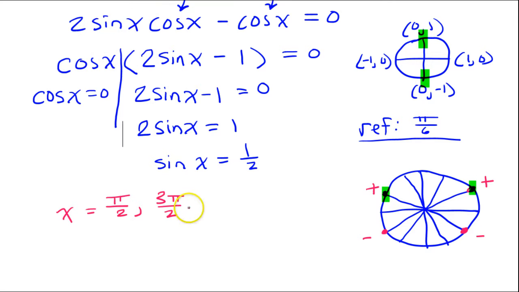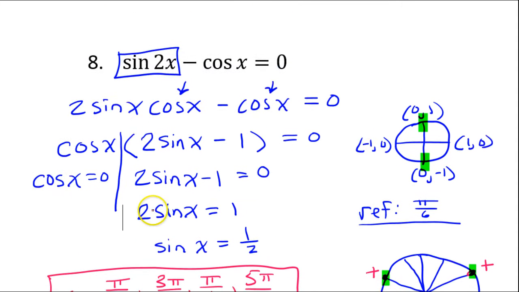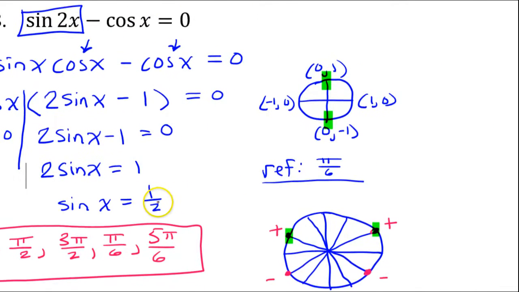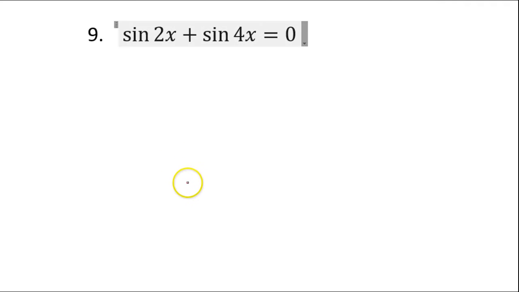So in addition to the solutions we already have, we will add pi over 6 and 5 pi over 6. So these are the 4 solutions to problem number 8. All right, let's go ahead and take a look at problem number 9.